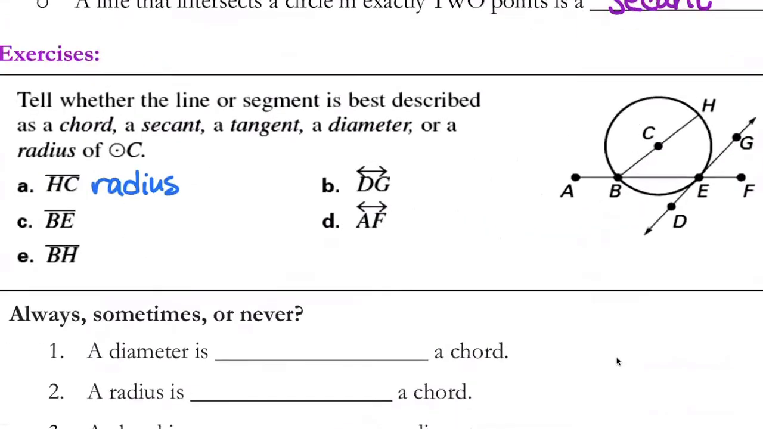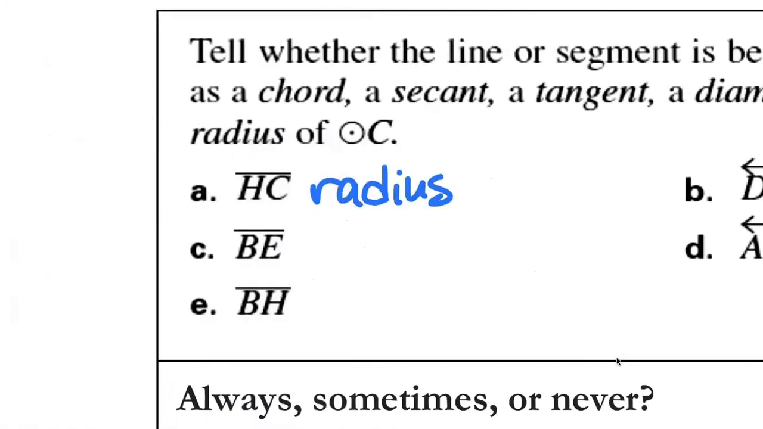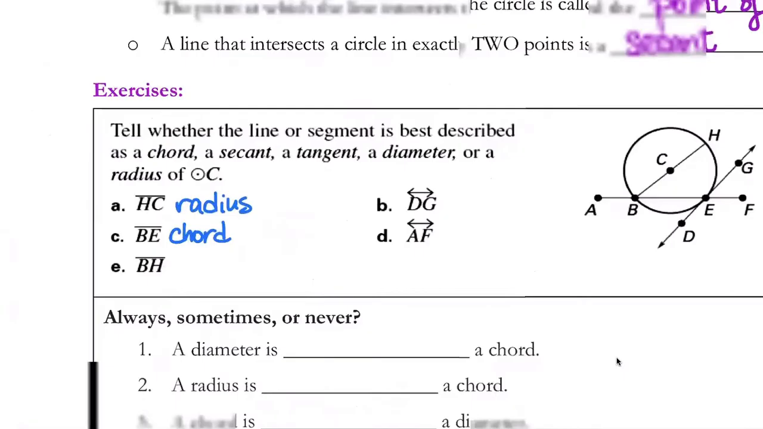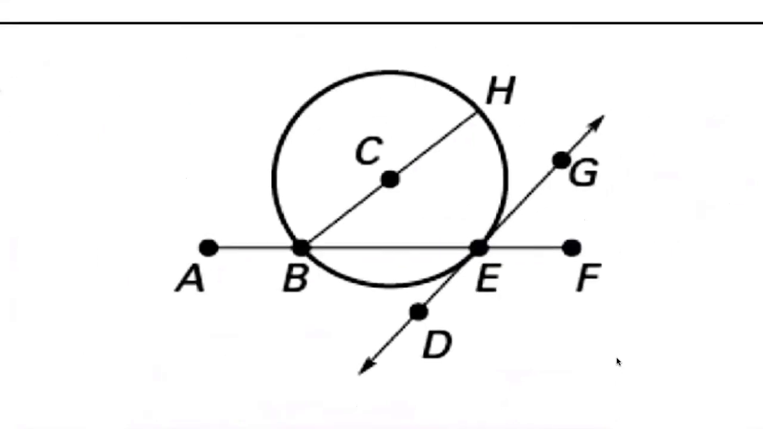All right, segment BE. Segment BE is this segment down here. Since it's connecting 2 points that are on the circle, and it is a segment, that means that it's a chord. Now, is it anything else? Well, it can't be a secant because it's not a line. It cannot be a tangent because it's not a line. Is it a diameter? Well, a diameter has to go through the center of the circle, which is C. So that chord is definitely not a diameter.